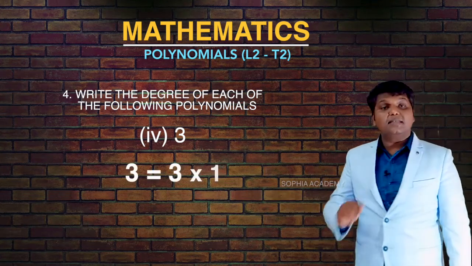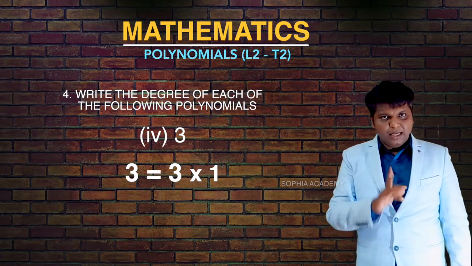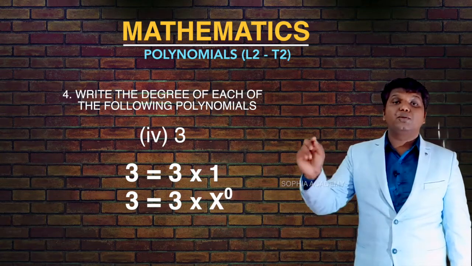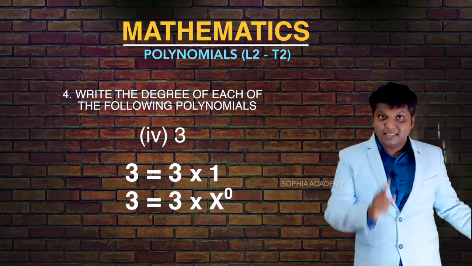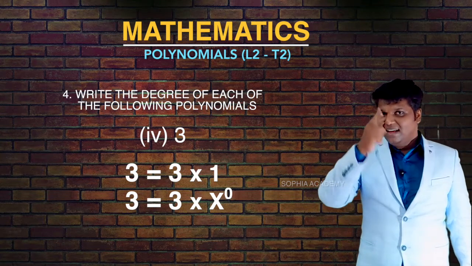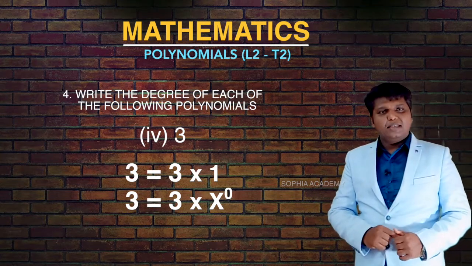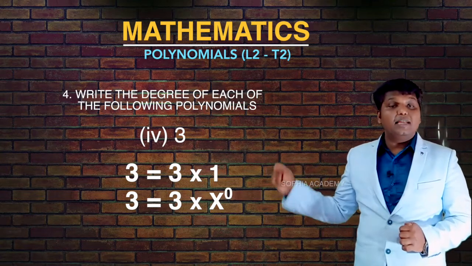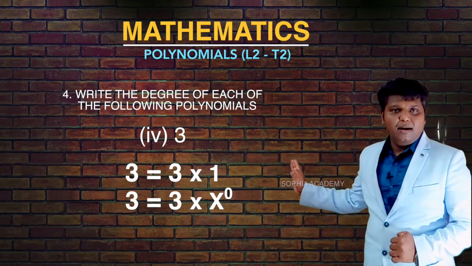3 can be written as 3 into 1. Is that clear? And 1 can be written as x raised to 0. We already studied these things in our 8th class. Any number raised to the power 0, a raised to 0, is equal to 1. Just recollect that. Any variable raised to the power 0 is 1. So x raised to 0 is 1, and 3 into 1 is 3.